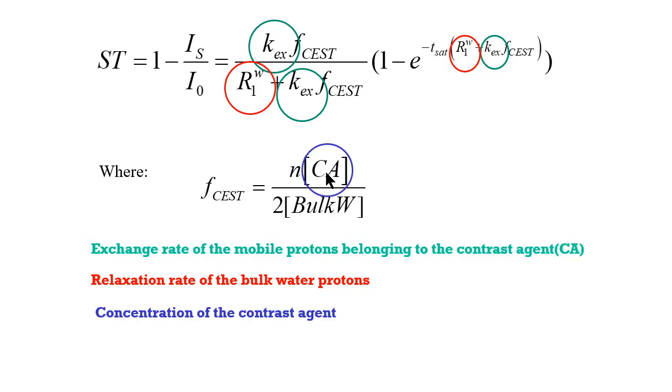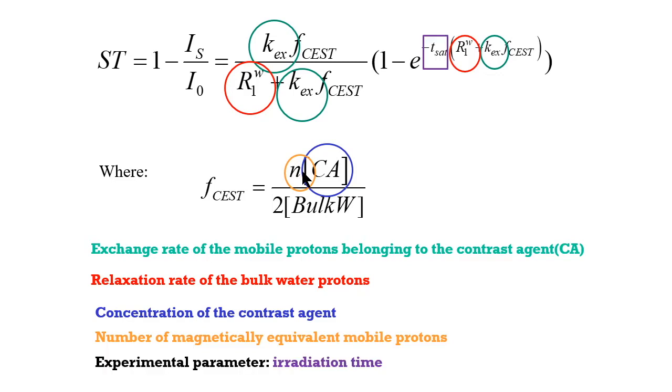Then, of course, the concentration of the system that generates the pool of protons responsible for the CEST effect, and the number of exchangeable protons present in, let's say, the contrast agent. We will see that a lot of the development is related to optimizing these parameters, and in particular this N value.